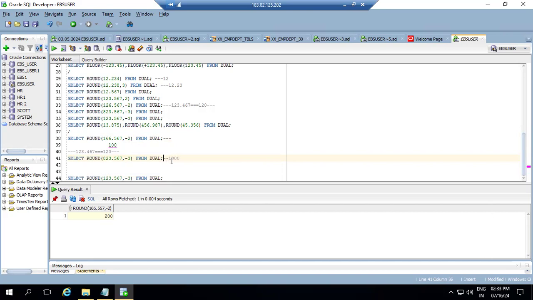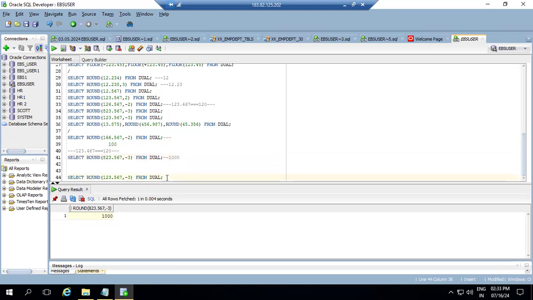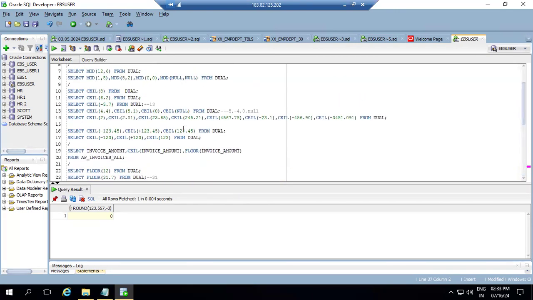So can you observe how we are getting the output here? Yep. So coming to the next one, the third digit is 1 over here. So how will it be? It is 0 only, because it is less than 5. So you'll get the output as 0 only. Have you understood the concept here, how this round off is working? Yeah, okay. It is clear, right?